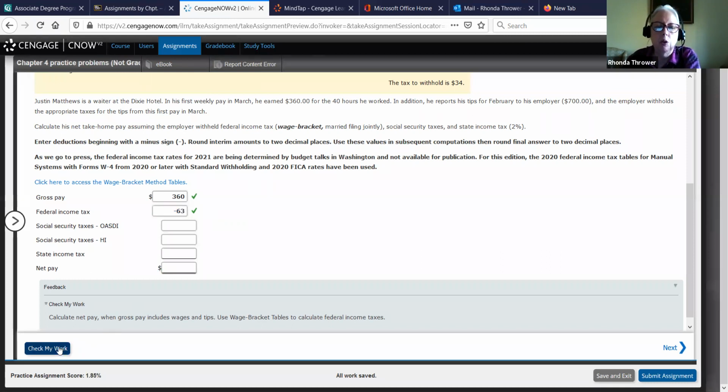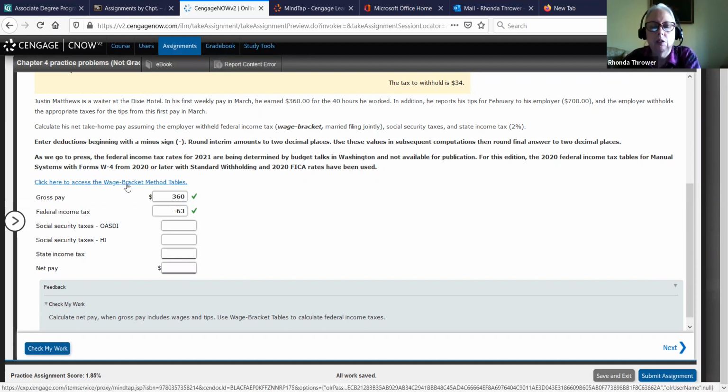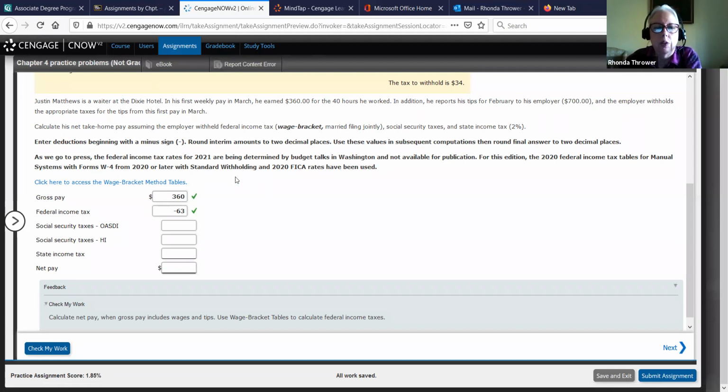And I'm just going to check my work to make sure that I picked up the correct amount off of the tables. We only use these tables for the federal income tax purposes. Remember, we use the wage bracket method, and they told us that we were using the standard withholding for Form W-4 for 2020, and we're using the wage bracket method. So that's how I got the federal income tax amount.